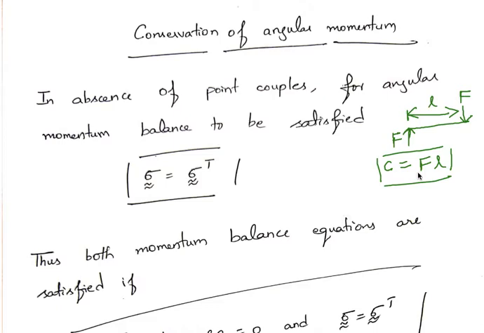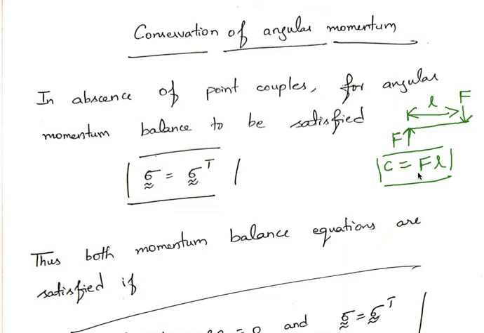Now in whatever engineering applications I have looked at till now, we never encounter point couples. So in the absence of point couples, for angular momentum balance to be satisfied, you can prove, I am not showing it over here, but you can prove relatively easily that sigma must be equal to sigma transpose. That is, the stress tensor must be symmetric, and this will ensure angular momentum balance for any material, whether it's a static problem, dynamic problem, whatever is happening. This statement will ensure that angular momentum balance is satisfied.